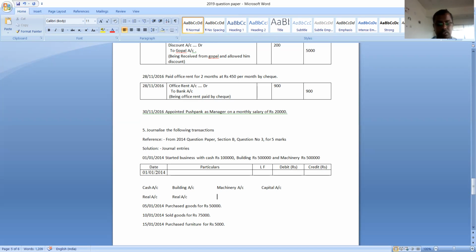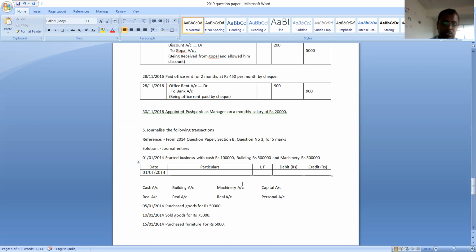Machinery is also an asset, so which category does it belong to? It also belongs to real account. And capital account is which account? It is a personal account. So like this, we have to classify accounts like this, understood?